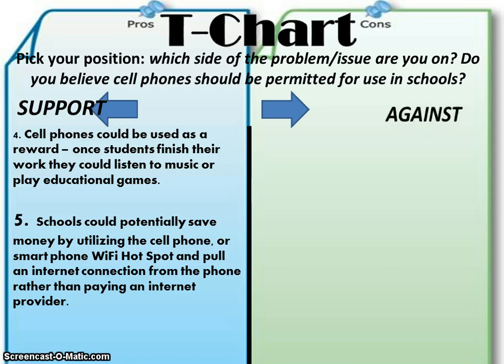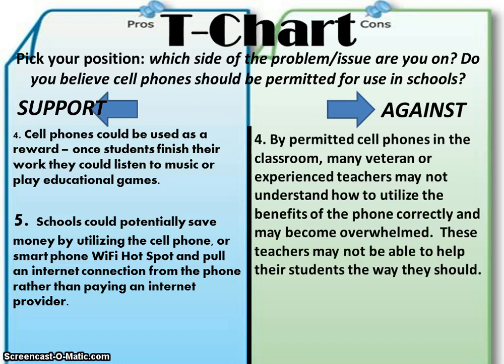But for those of you who were against having cell phones in the classroom, you said that by permitting cell phones in the classroom, many veteran or experienced teachers may not understand how to utilize the benefits of the phone correctly and may become overwhelmed. These teachers may not be able to help their students the way that they should. That's a really good reason because, unfortunately, some teachers may not be aware of how they can use those cell phones because maybe they don't have a smartphone or a cell phone that's as up to date as students would. So that's certainly a good reason, and I could come up with a lot of supporting details for that one.